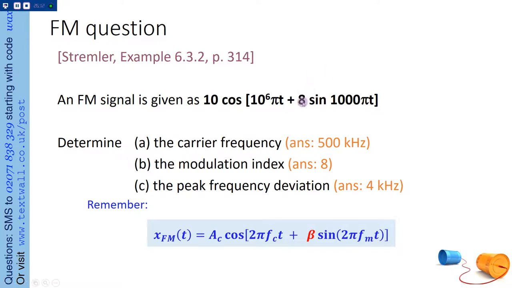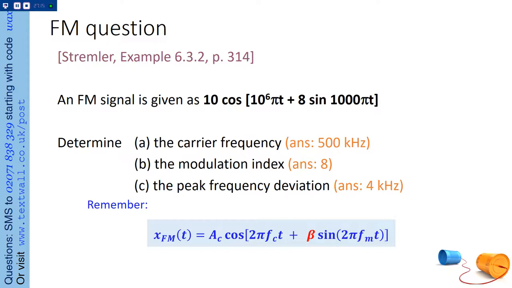What's the modulation index? It's 8. You don't need to do much work to find that. What's the peak frequency deviation? The peak frequency deviation, that's delta F. How would you find that? Several ways of doing it, but an easy way is to say, well, beta, which is 8, is delta F over FM. Do we know the message frequency? The message frequency is hiding inside the argument for the sine. So it's 1,000 pi divided by 2 pi. So it's 500 hertz. That is your message frequency, FM.